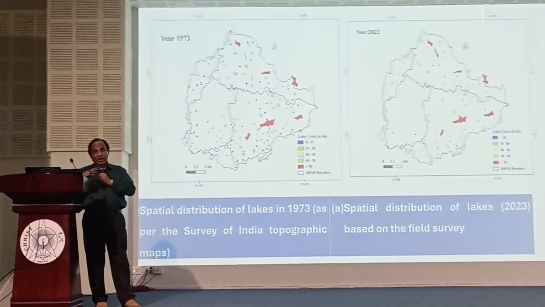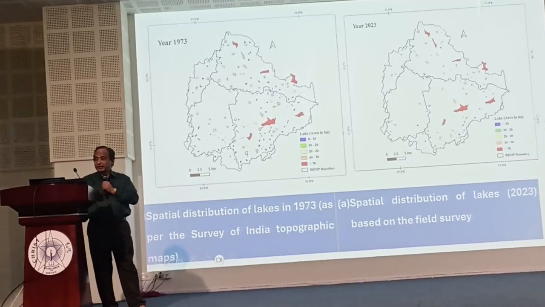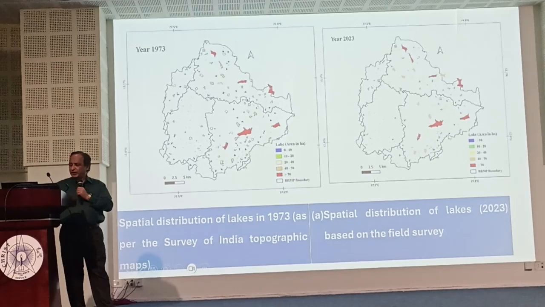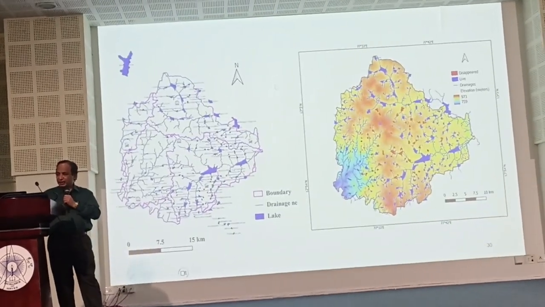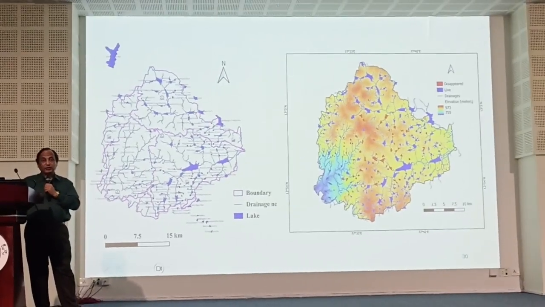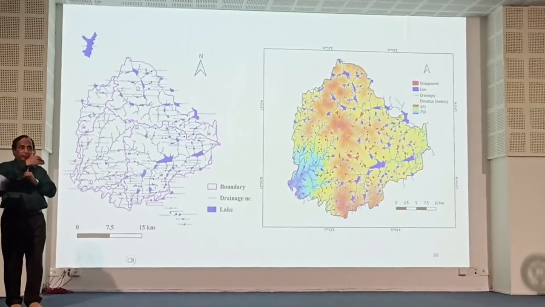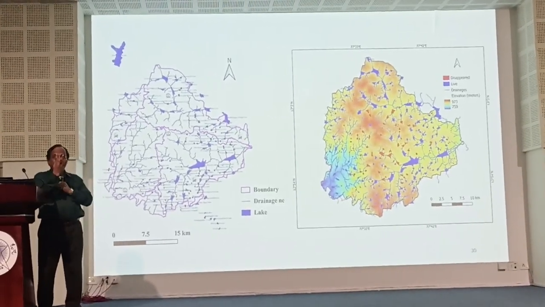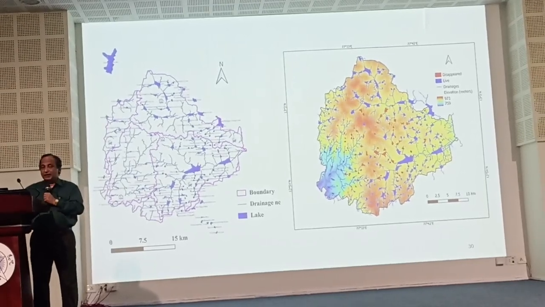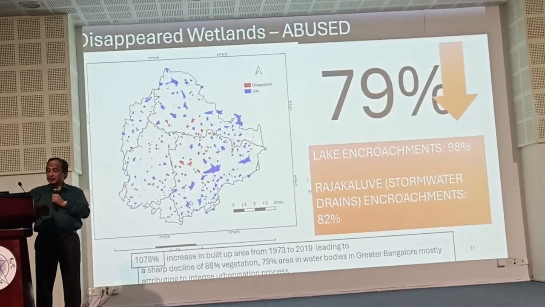Now let's look at how many water bodies there were in Bangalore from 1973 to 2023. We have lost 79% of the water bodies in Bangalore. The red ones are the ones we have lost. This shows Bangalore as an undulating terrain. Earlier a river was passing through. People put a bund at regular intervals. That's how we got the water bodies, lakes in Bangalore, to meet the domestic and irrigation water demand. So we lost 79% of the water bodies.